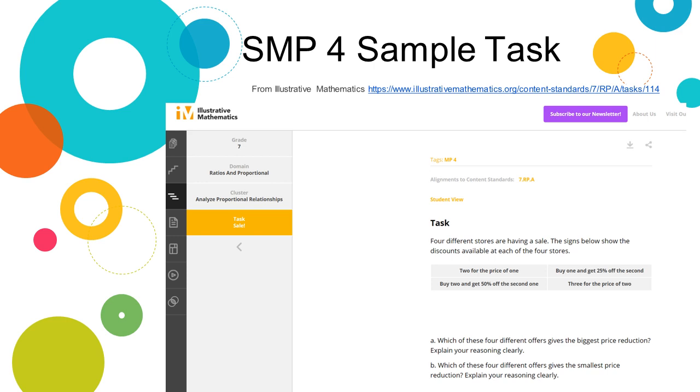So you can read on the screen that the problem says 4 different stores are having a sale. The signs below show the discounts available at each of the 4 stores. And then the 2 questions at the bottom: which of these 4 different offers gives the biggest price reduction, and explain your reasoning clearly; and which of the 4 different offers gives the smallest price reduction, and again, explain your reasoning clearly.